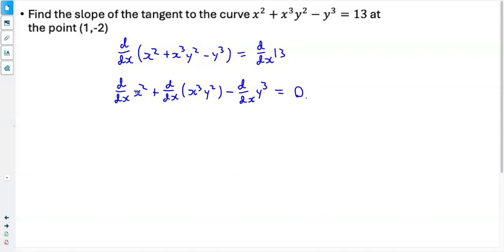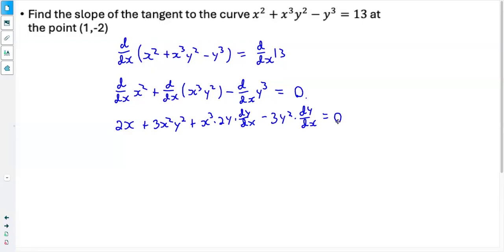So our derivative of x squared is 2x. And then we have our product rule occurring here. So that's 3x squared times y squared plus x cubed times 2y times dy over dx, minus our derivative of this, so 3y squared times dy over dx. And we know that equals 0.